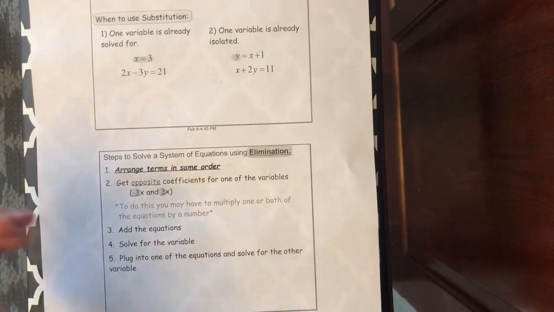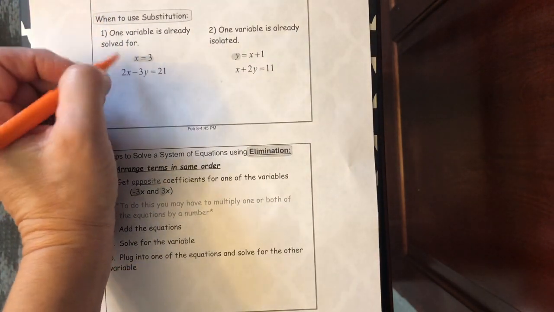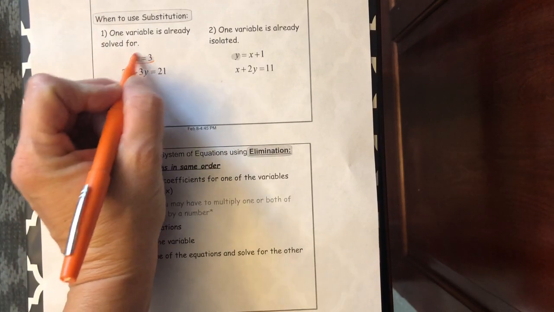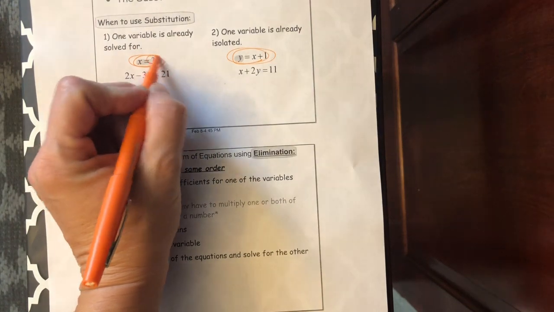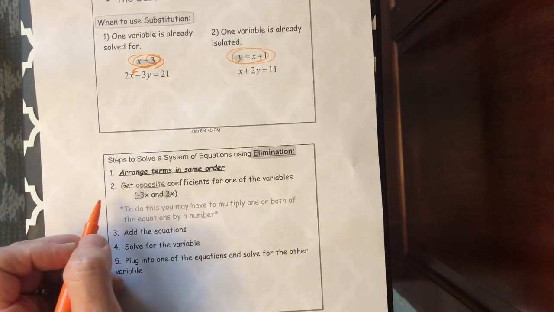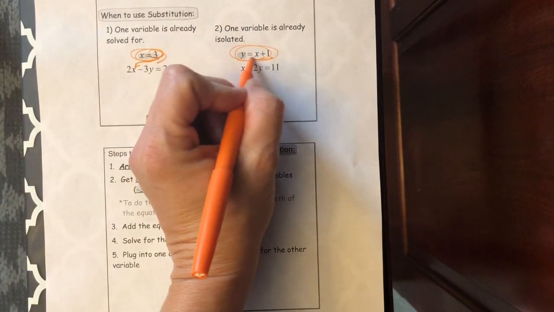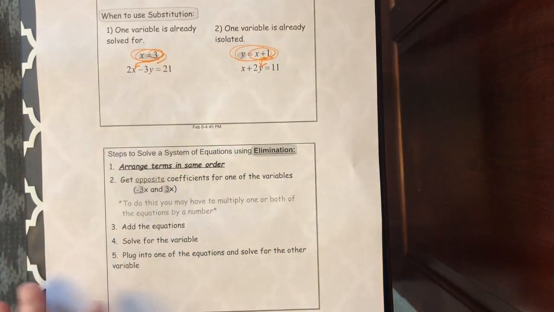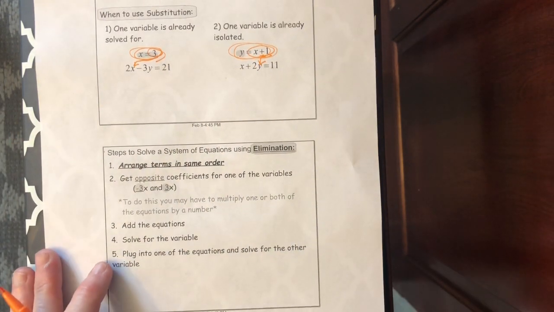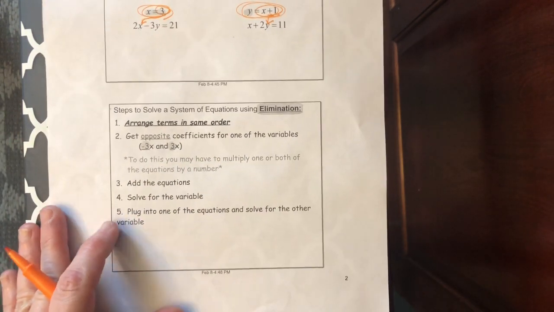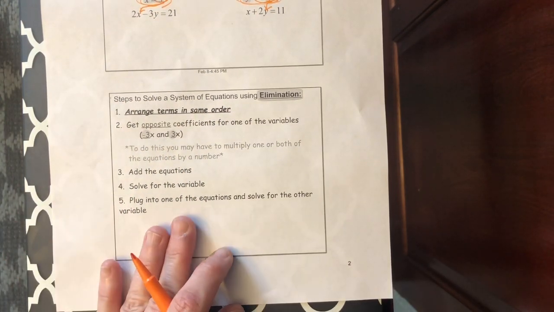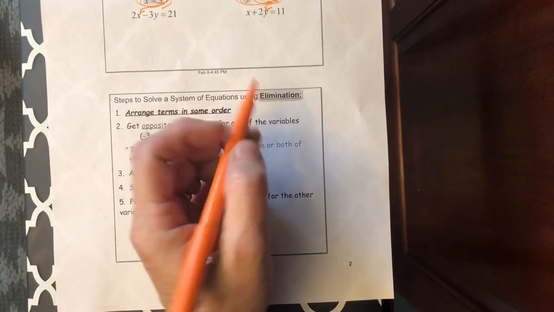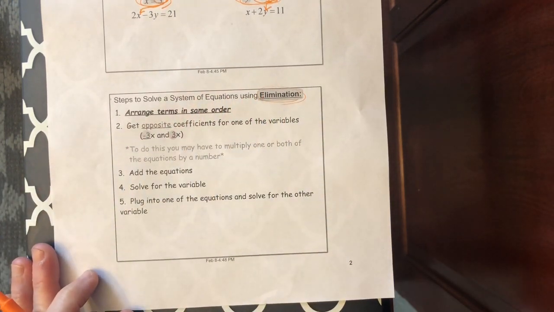The second way we talked about is substitution. Substitution is nice when you have one variable set equal to something. We talked yesterday how you plug in 3 for x or x plus 1 for y and go from there. That is a really great way when the variable is isolated. But when you have something in standard form, elimination is your way to go.